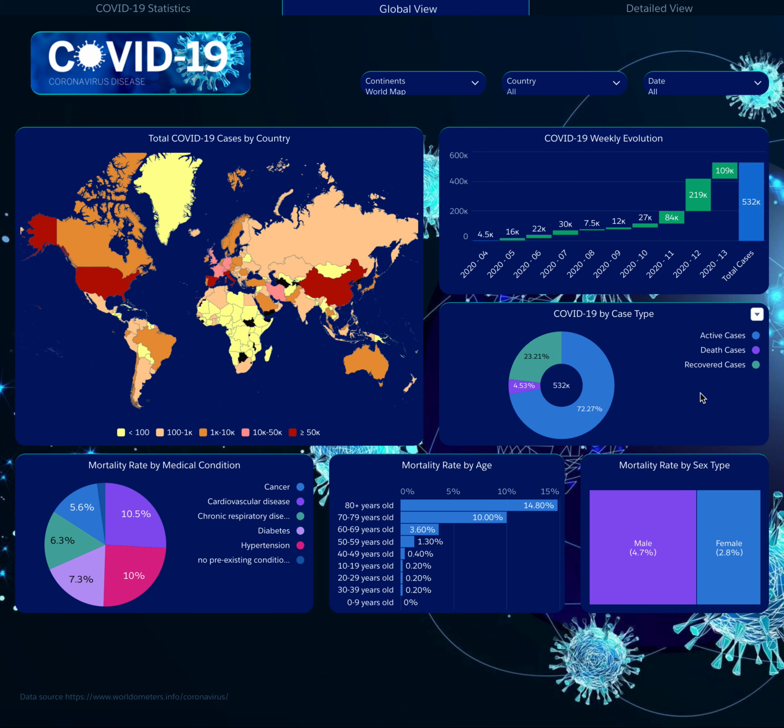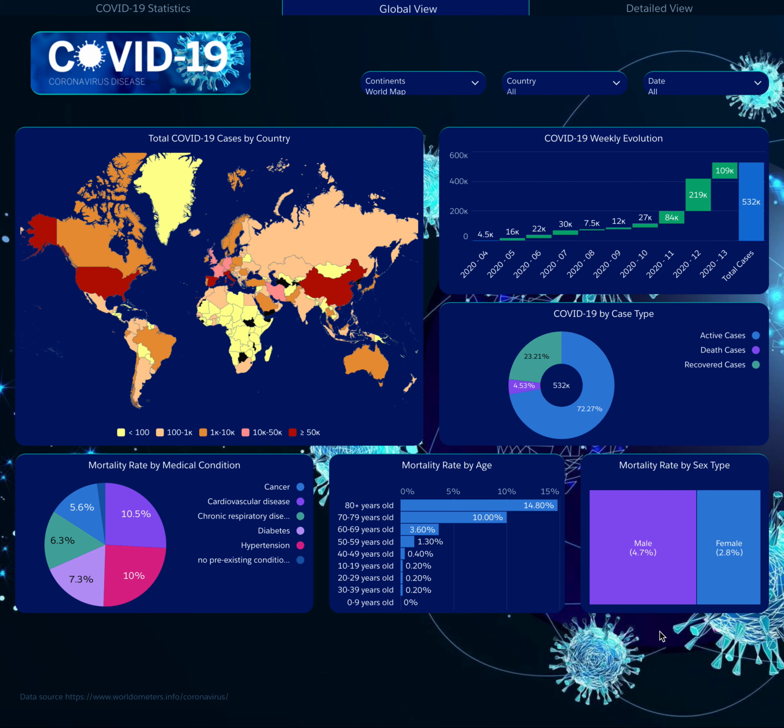Then the next chart will show you the percentage of cases by type. So out of the total so far, 72% are active cases, 4% unfortunately are death cases, and 23% are recovered cases.